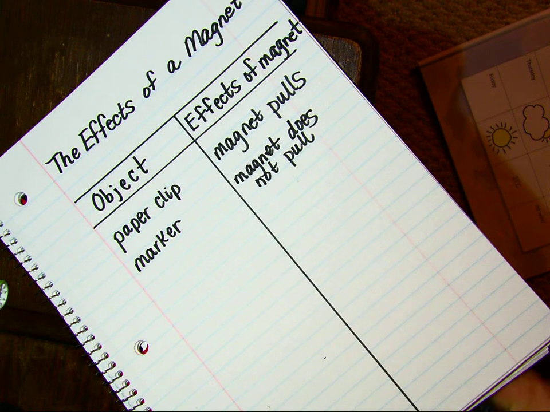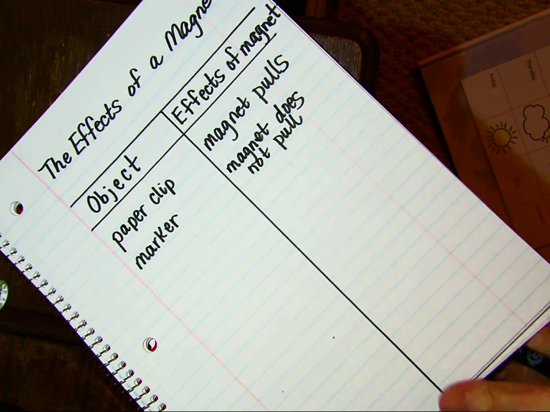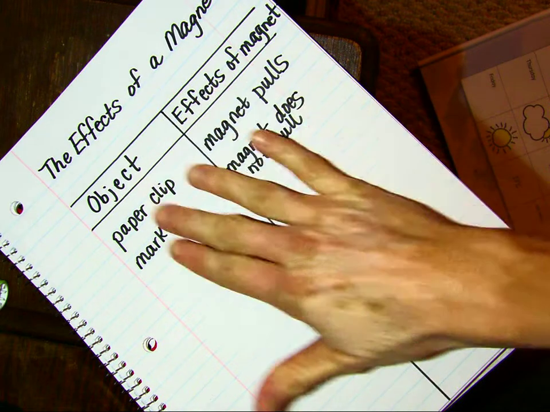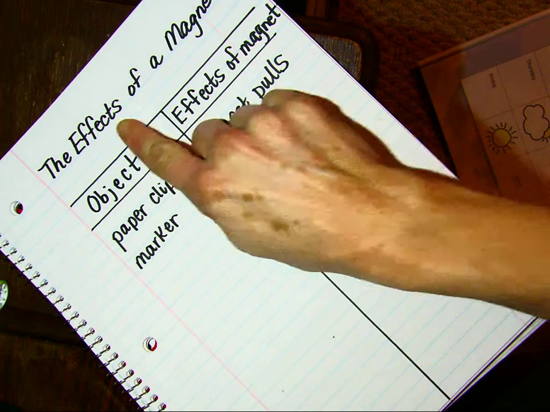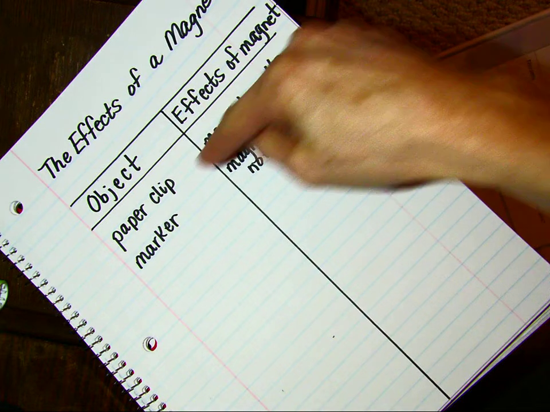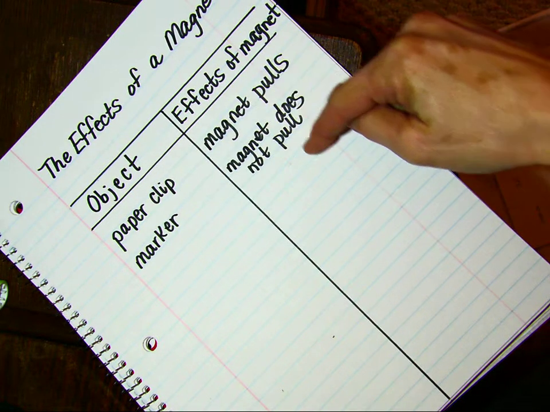So let's take a look at our chart. I see that I have organized my data in a table. I have a title and headings and a spot for me to record my observations.